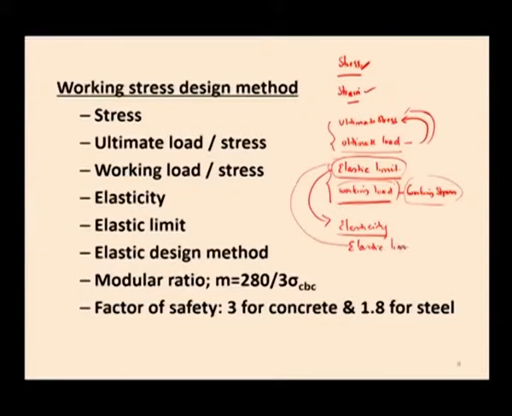Here, this method mainly talks about materials which are subjected within the elastic limit, and talks about the elasticity property of the material up to the elastic limit. This method is otherwise called the elastic design method. It is called the elastic method because the material is subjected only up to its elastic limit, so they consider the materials only up to their elasticity.